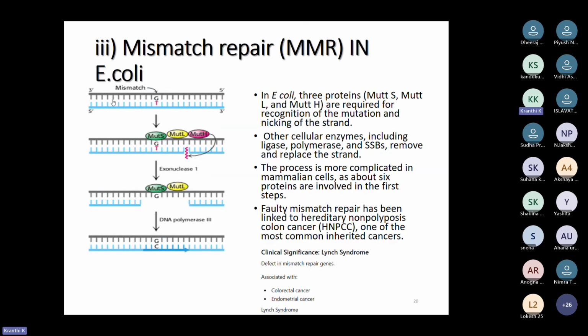Okay, it is one example in the E. coli. But in the E. coli, these proteins are important: MutS, MutL and MutH. So these are the three enzymes. So here what happens if there is a problem in the mismatch repair? Then this is an important thing to remember: colorectal cancer and endometrial cancer. These are very important. This is called Lynch syndrome. Lynch syndrome: defective mismatch repair genes associated with colorectal cancer and endometrial cancer.